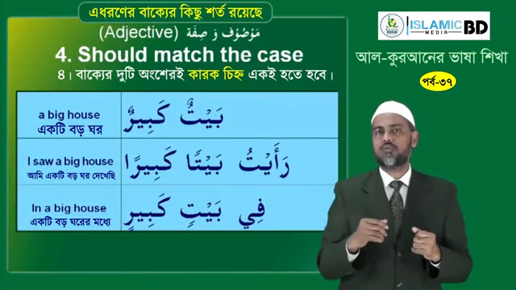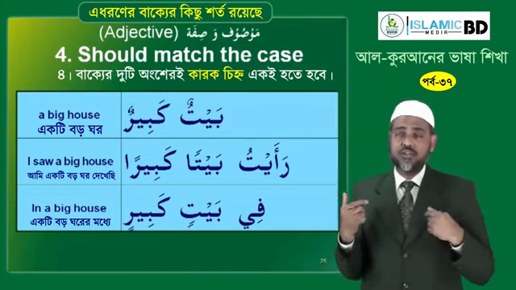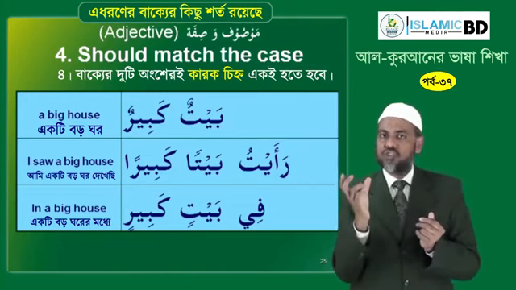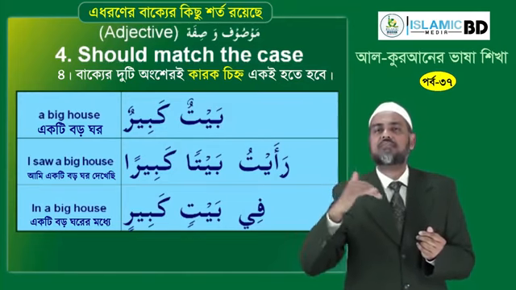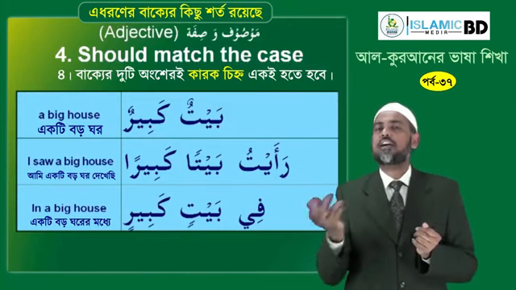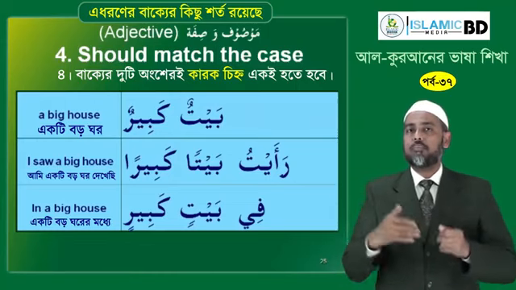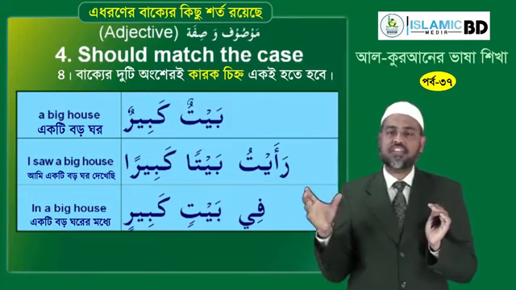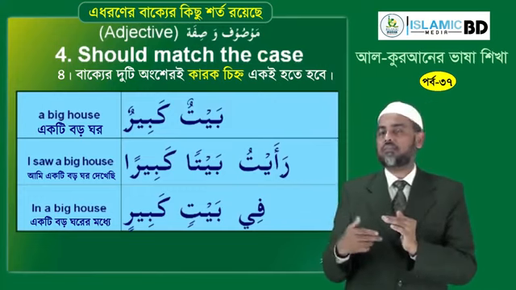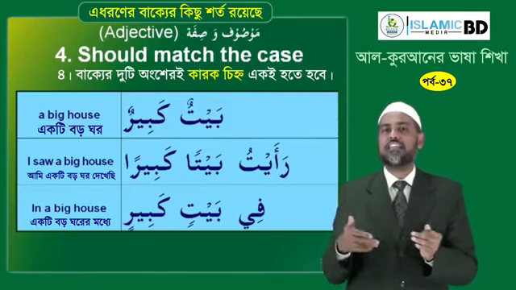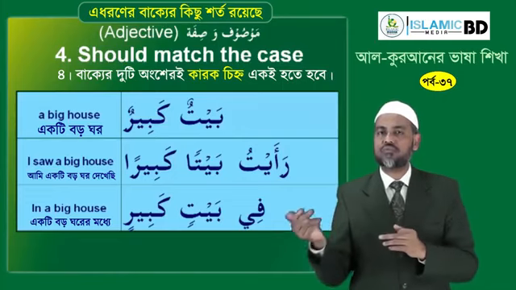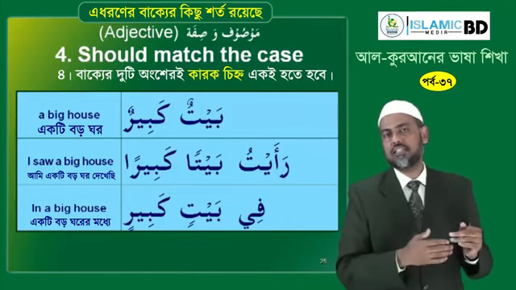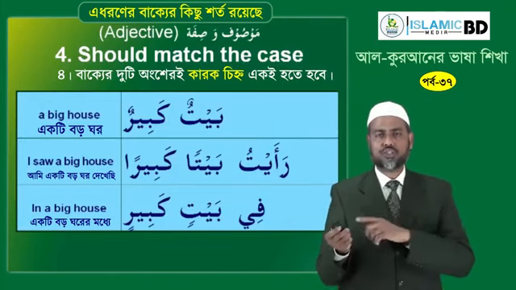Baytun kabirun, a big house. I saw a big house. Ra'aytu baytan kabiran. Because the object is always in the an form, the nasab form. Okay, so ra'aytu baytan kabiran. But if baytun kabirun is preceded by a preposition fi, the fi will make it in. You know that Bismillahi, A'udhu Billahi, Minash Shaitani, Lillahi. So fi baitin. It is not fi baitan or fi baitun. Fi baitin kabirin. So it should match the case.